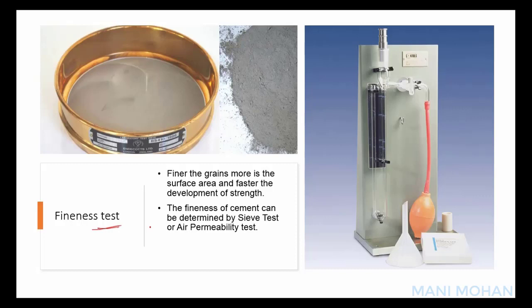Fineness test. The fineness of cement is responsible for the rate of hydration, rate of evolution of heat, and the rate of gain of strength. Finer the grains, more is the surface area and faster the development of strength. The fineness of cement can be determined by sieve test or air permeability test. Here you can see a 90 micron sieve that is used to conduct the sieve test. Here you have Blaine's air permeability test apparatus to compute the specific surface area of the cement.